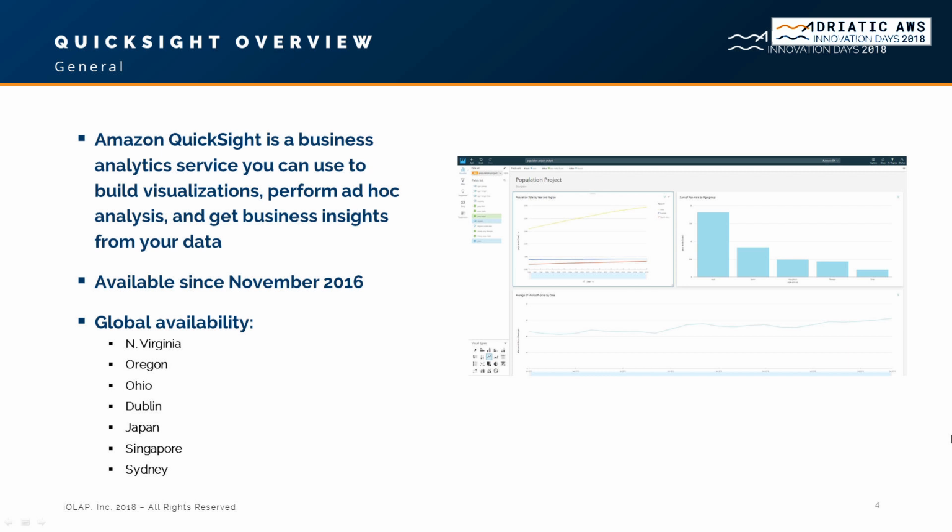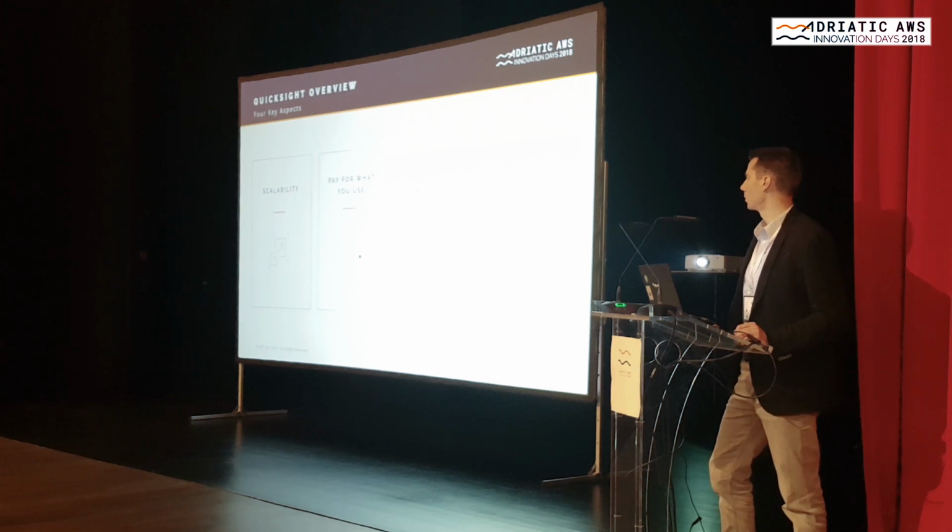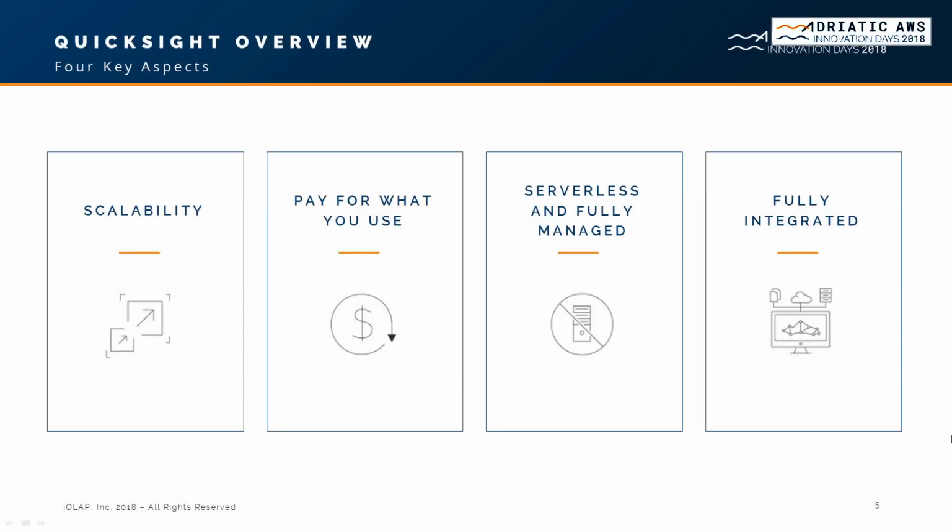Okay, some key aspects of QuickSight, which are very similar to other services in the AWS cloud. Scalability: QuickSight automatically scales with your usage and activity with no need for additional infrastructure. You can scale easily from 10 users to 10,000 users. Pay for what you use. You can pay monthly or annually. There are also two editions, Standard and Enterprise.